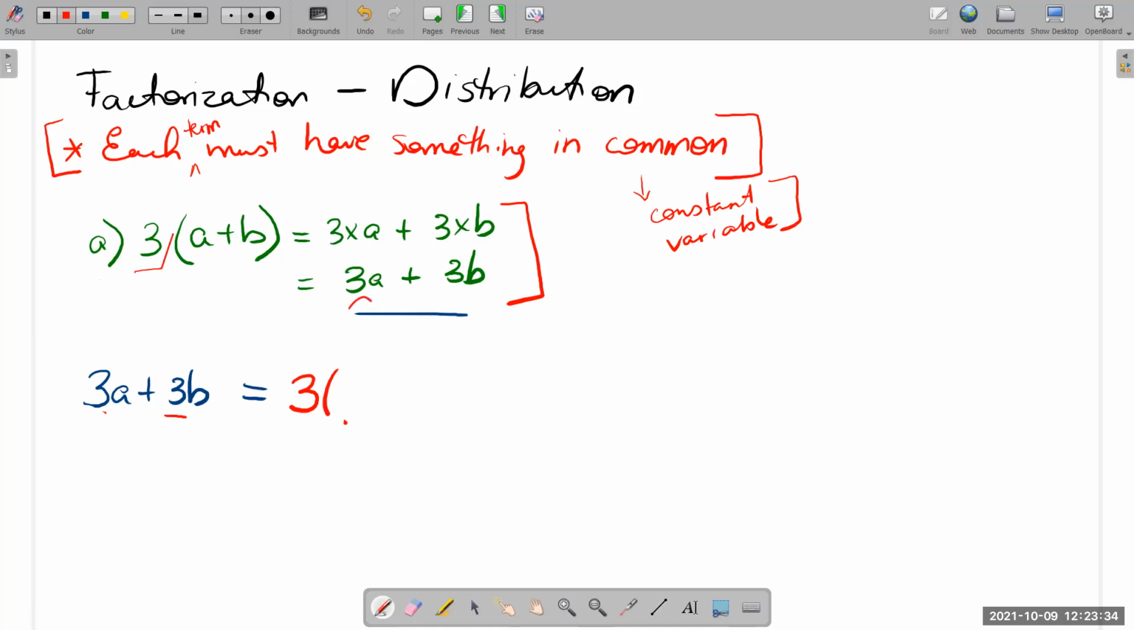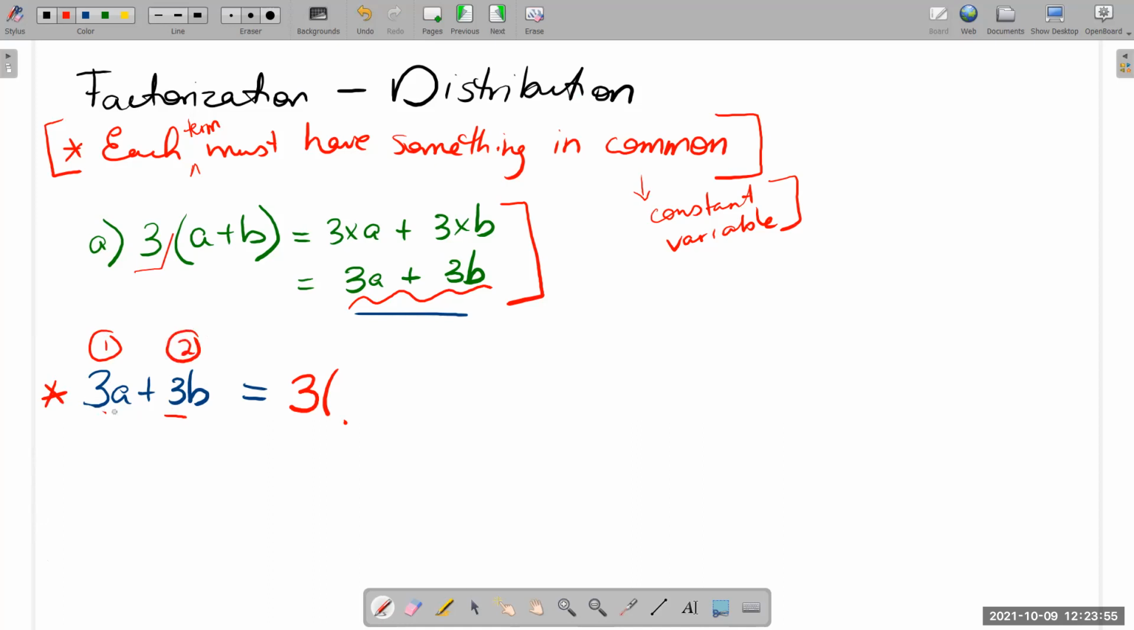Now, let's look at the answer and let's go backwards. And that is what factorization is. So let's start off here with 3A plus 3B. Now, we need to identify, is there any common entity between these two terms? The first term is 3A, the second term is 3B.